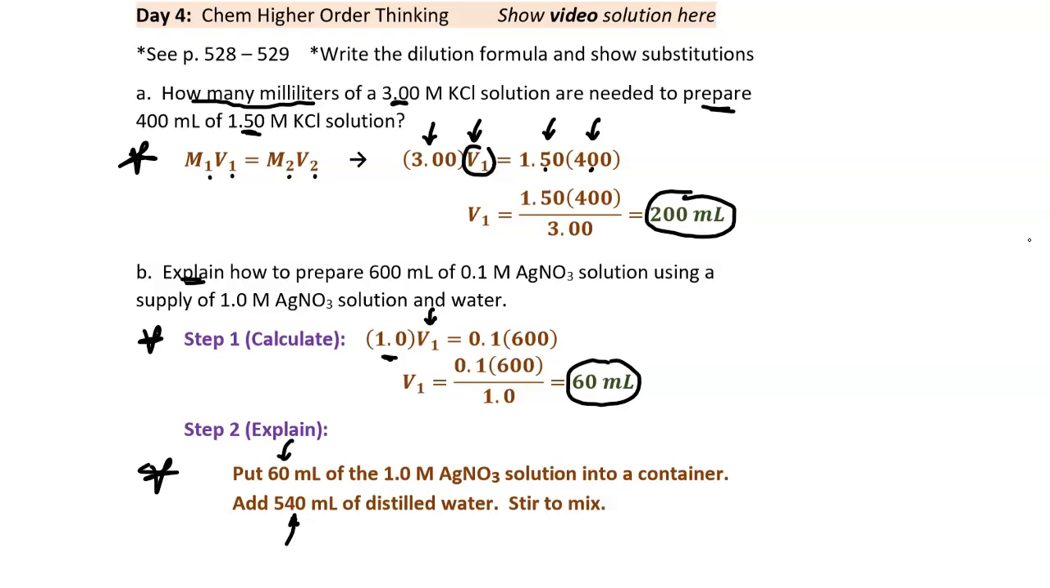I got the 540 by using the fact that we want to end up with 600 milliliters at the end. If we've already put 60 milliliters into a beaker, then how much more liquid is needed that would bring it up to the final result of 600 milliliters? We would need an additional 540 milliliters of water, because 60 plus 540 makes the 600.